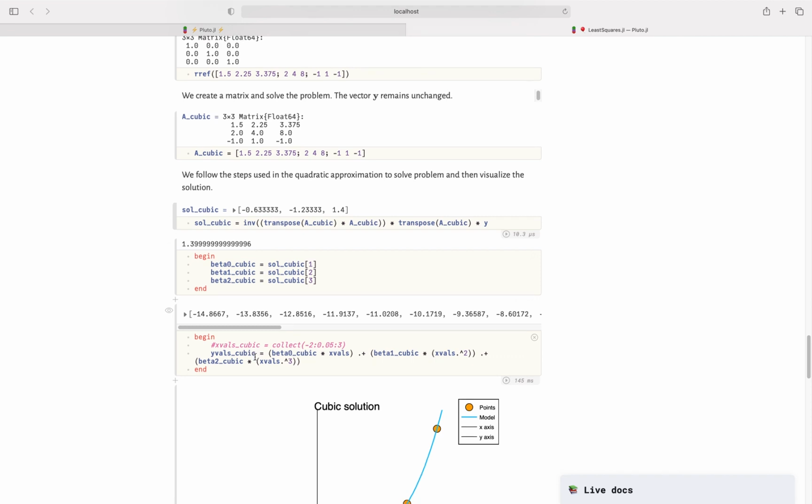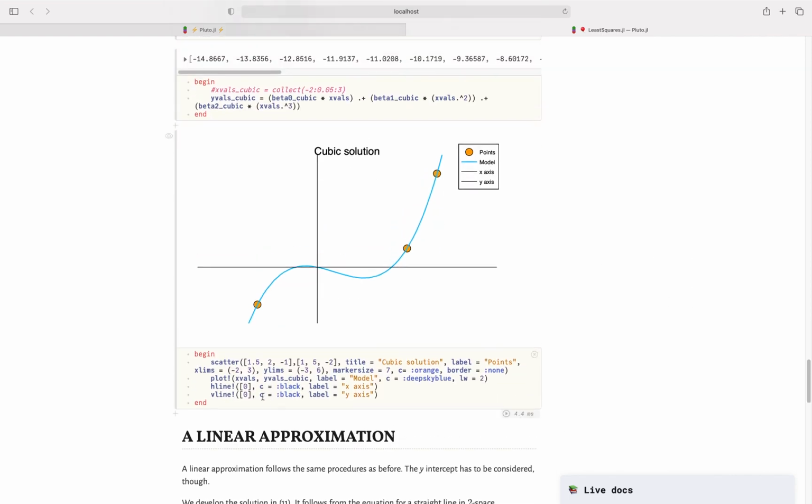And I'm just doing the exact same thing. I don't have to run xvals again because, remember, we already created it. And now I'm just setting up my cubic equation, as you can see here. As we set up, and there we see our solution. We're just plotting with the code down here. We're just plotting the 3 points again, and we're plotting this line from all the points that we've created up here. And that cubic equation is going to go through all the points. And again, I have not set up a y-intercept, so it's going to go through the origin.